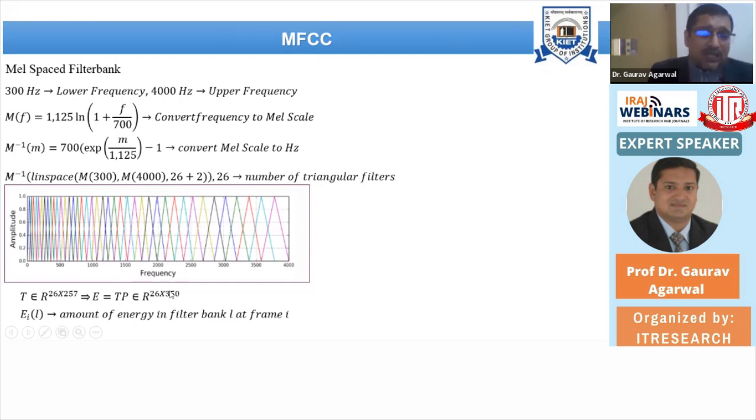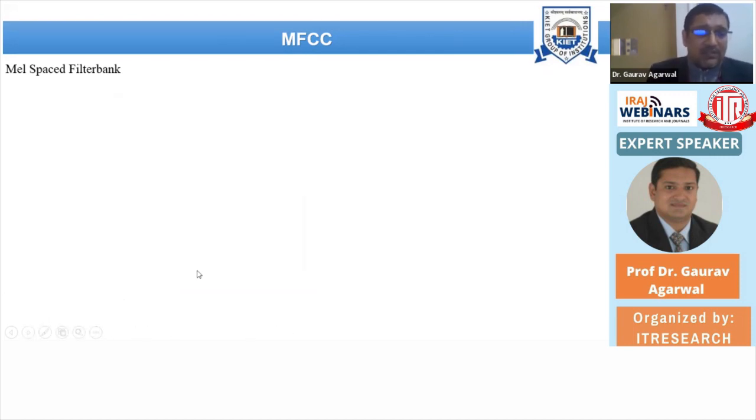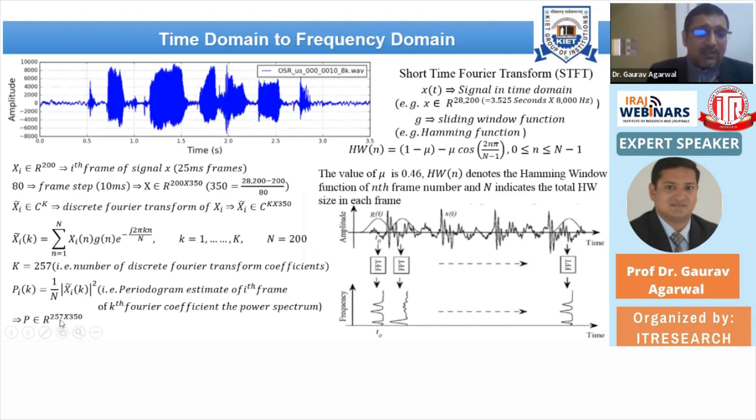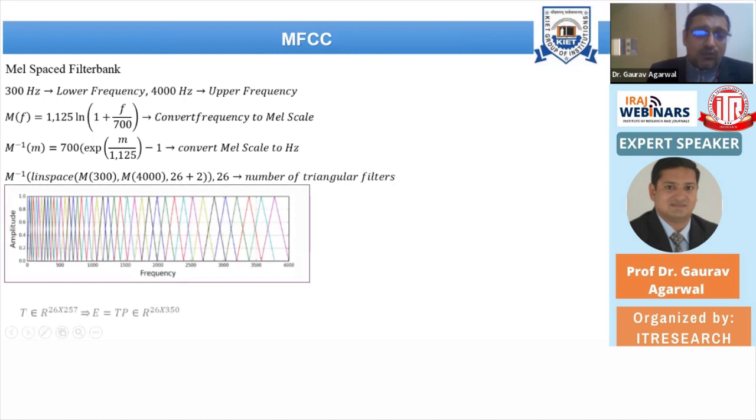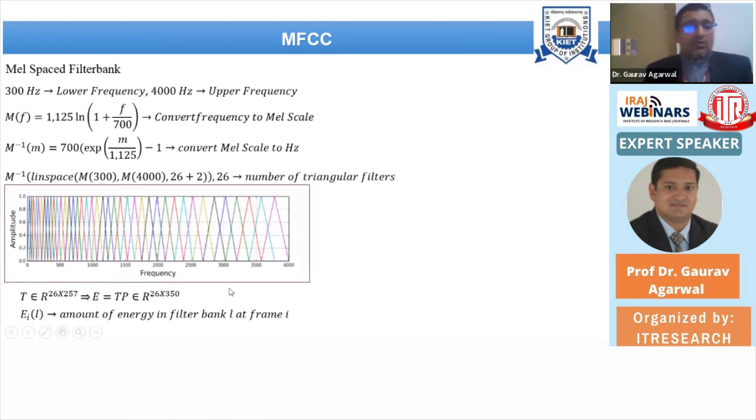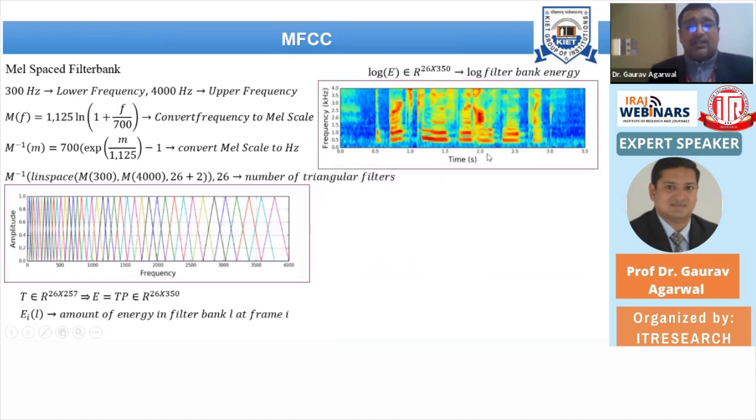In that previous slide, let us check, the dimension is 257 by 350. So with 257 by 350, the 257 will be cancelled out. So the final energy domain will be 26 by 350. Now, the amount of energy in filter bank l at frame i can be represented in this form.